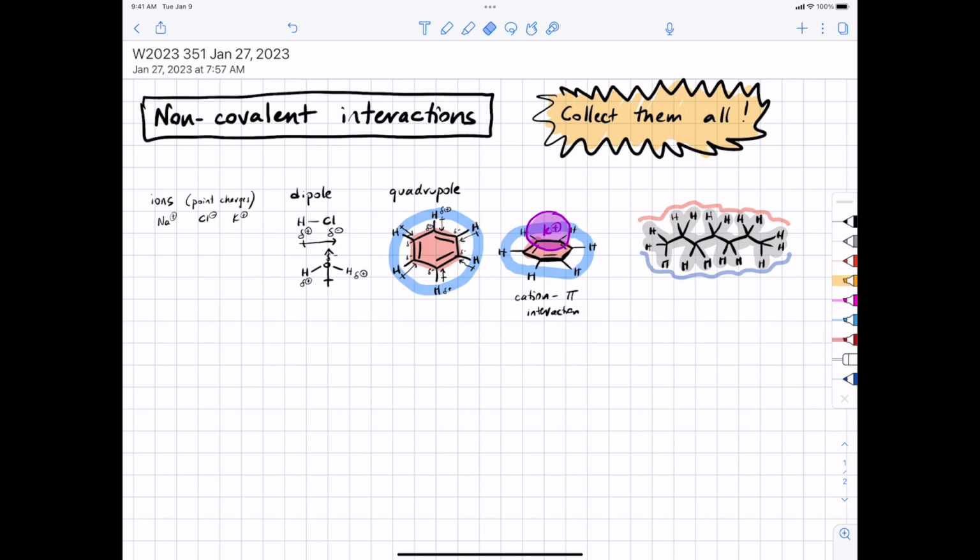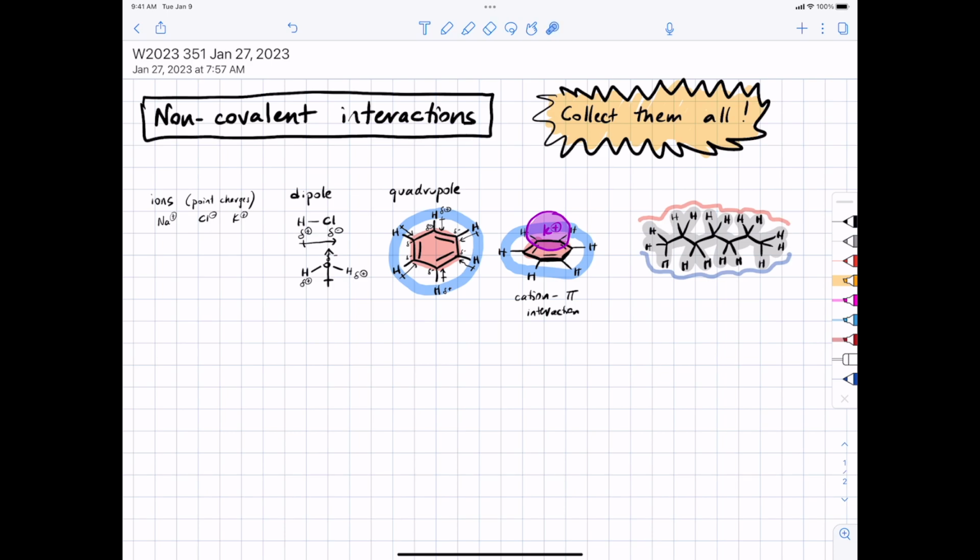We'll dive right in talking about non-covalent interactions. By the end of today, I hope to tell you why oil and water don't mix, and how soap works, and what trans fats are, and the difference between fats and oils. So we've got a lot of ground to cover.